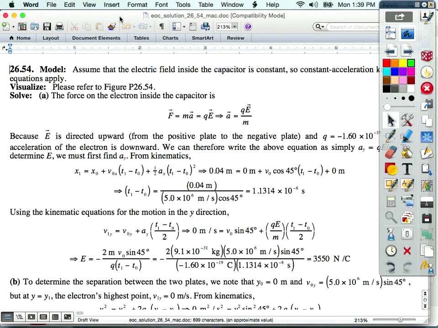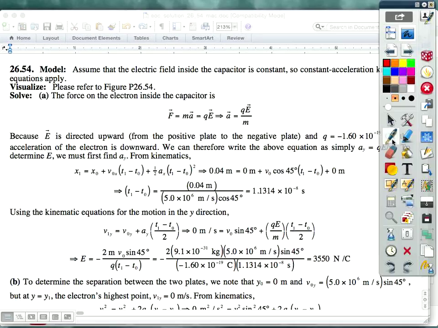Okay, this problem says you're shooting an electron into a field. There's a hole, and the electron is going to shoot up like that. The bottom is positive, the top is negative, 2 centimeters. So this is plus, this is minus. This is an electron, so it's just going to go like that. So this is just projectile motion, that's all it is, right?